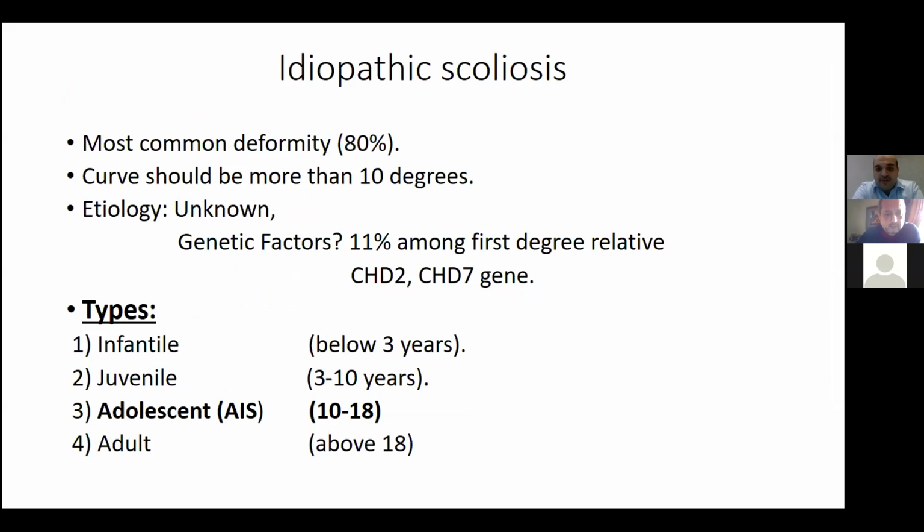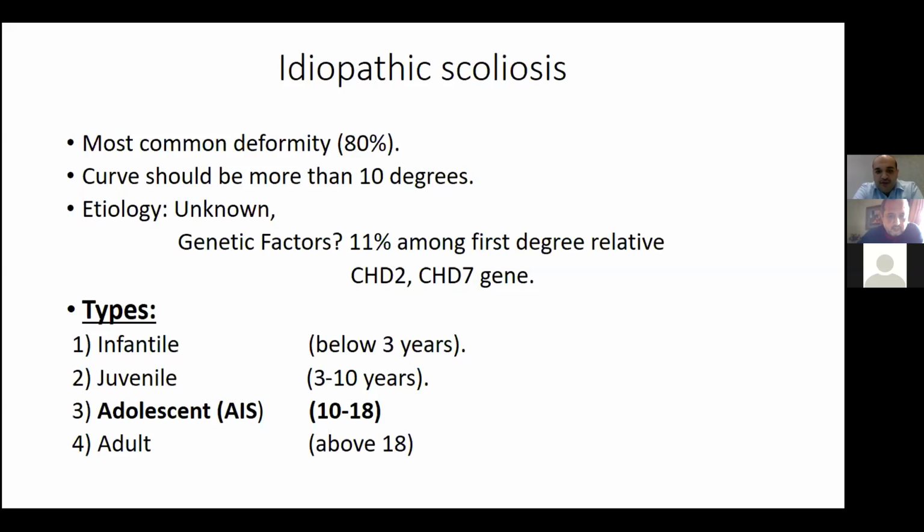Although we know it runs in families. I have a family where the mother had scoliosis before, and 2 or 3 of her kids came to me for surgeries, so it runs in the family. So once we have a patient with idiopathic scoliosis, we have to screen all the family. There are genetic factors, as we said, CHD2 and CHD7 genes may be related to this, but till now, we couldn't prevent that.